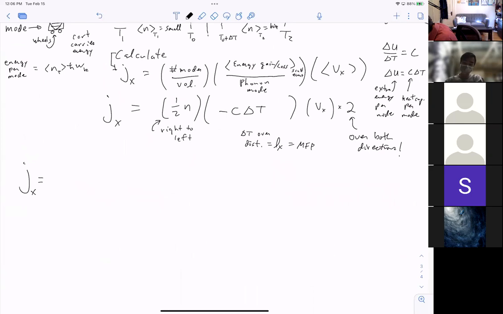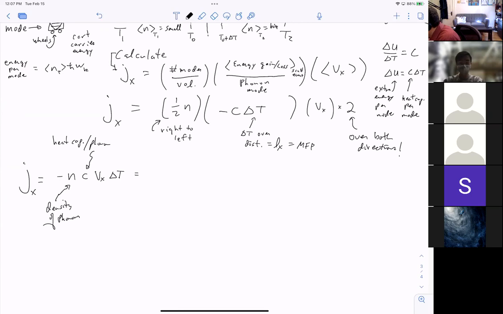So the flux of energy then is minus N, the phonon density N, this is the density of phonons. And then C is going to be the heat capacity, heat capacity per phonon. And then I have Vx, and I have the delta T. And that delta T is the temperature gradient over the distance of the mean free path of the phonon.